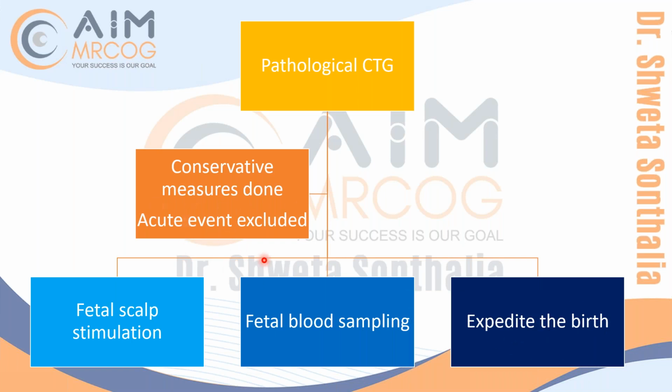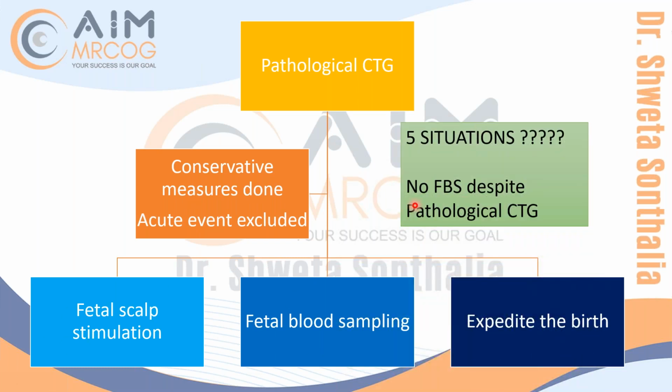Because if acute events are there, you are not going to do anything but expedite the birth. So that's the thing. We already discussed 5 situations where you are not going to do the sampling despite pathological CTG because they need delivery. They are high risk.